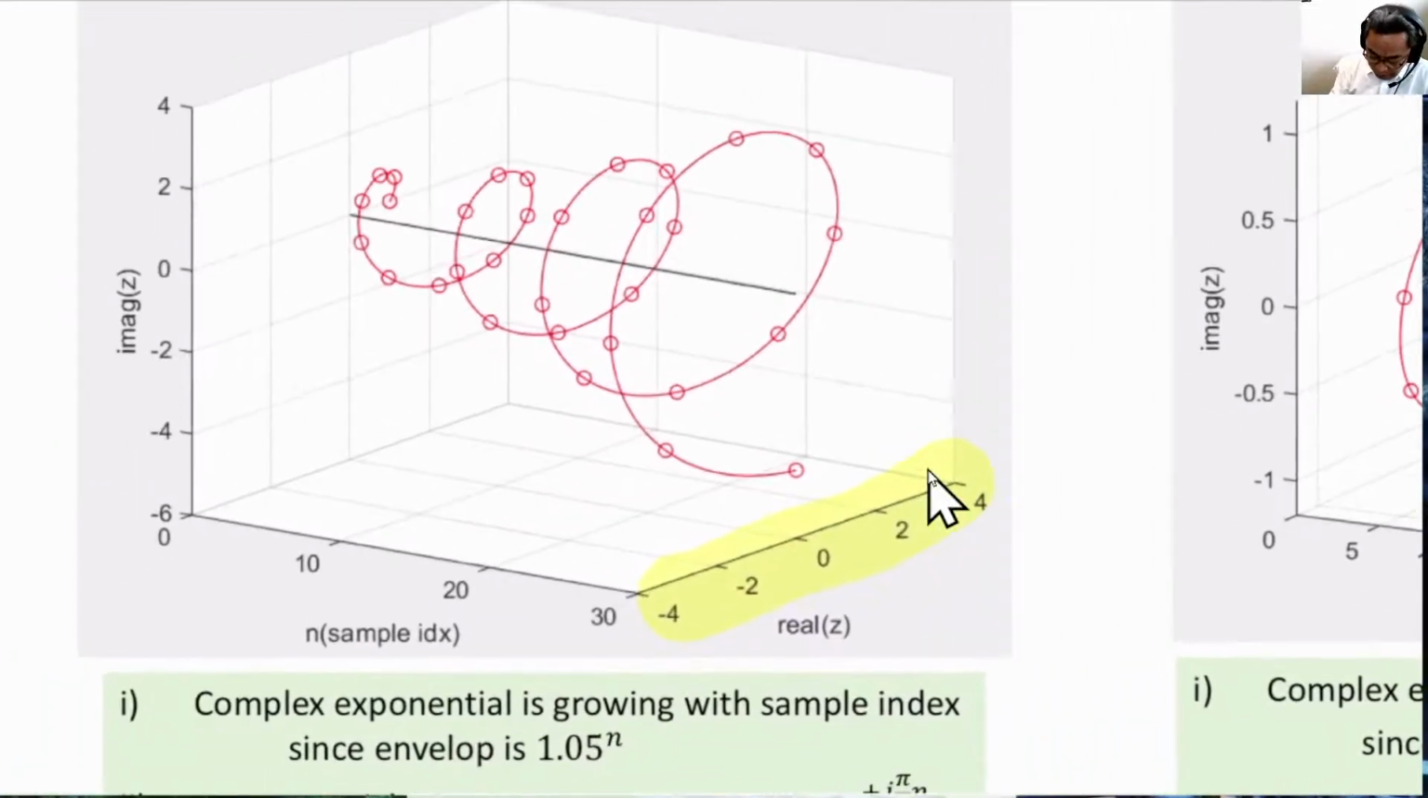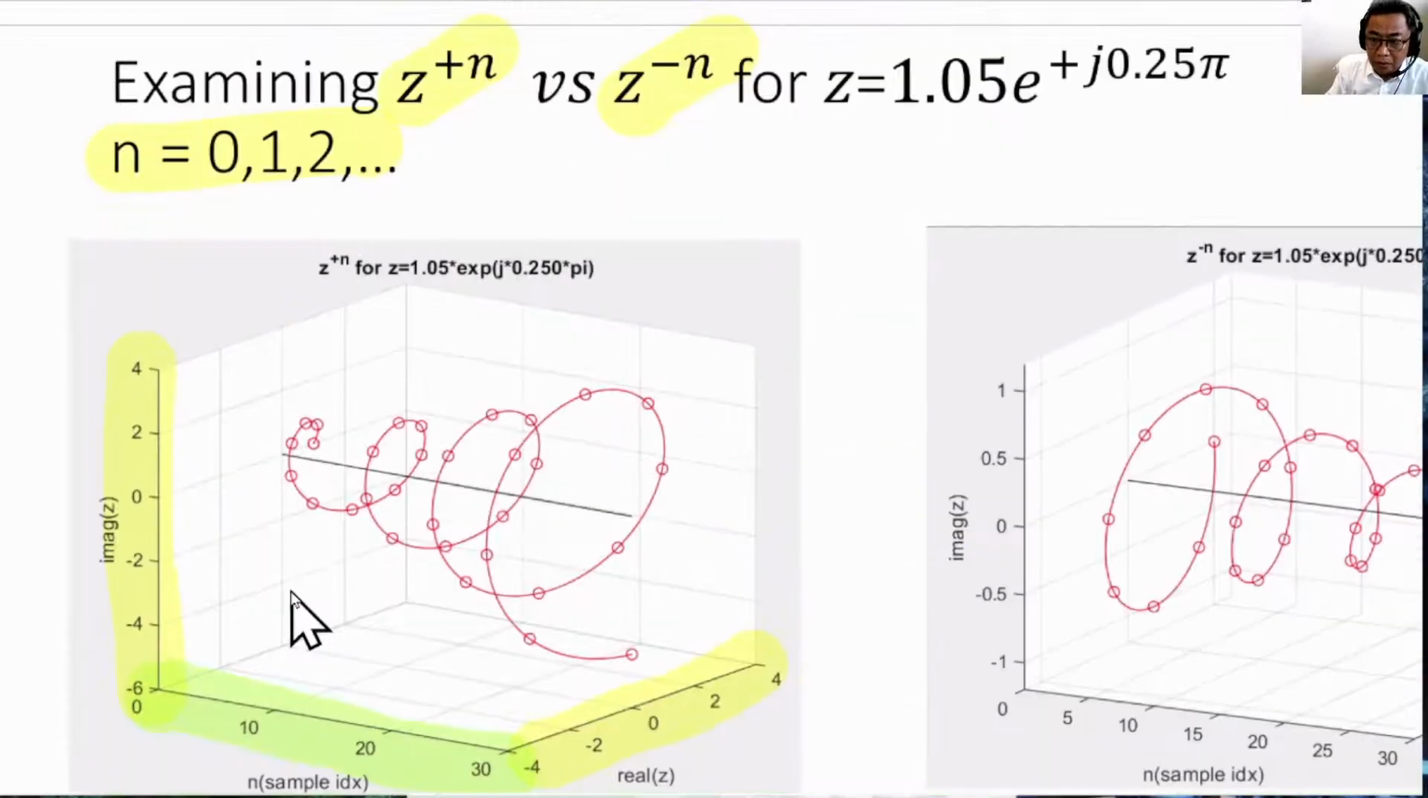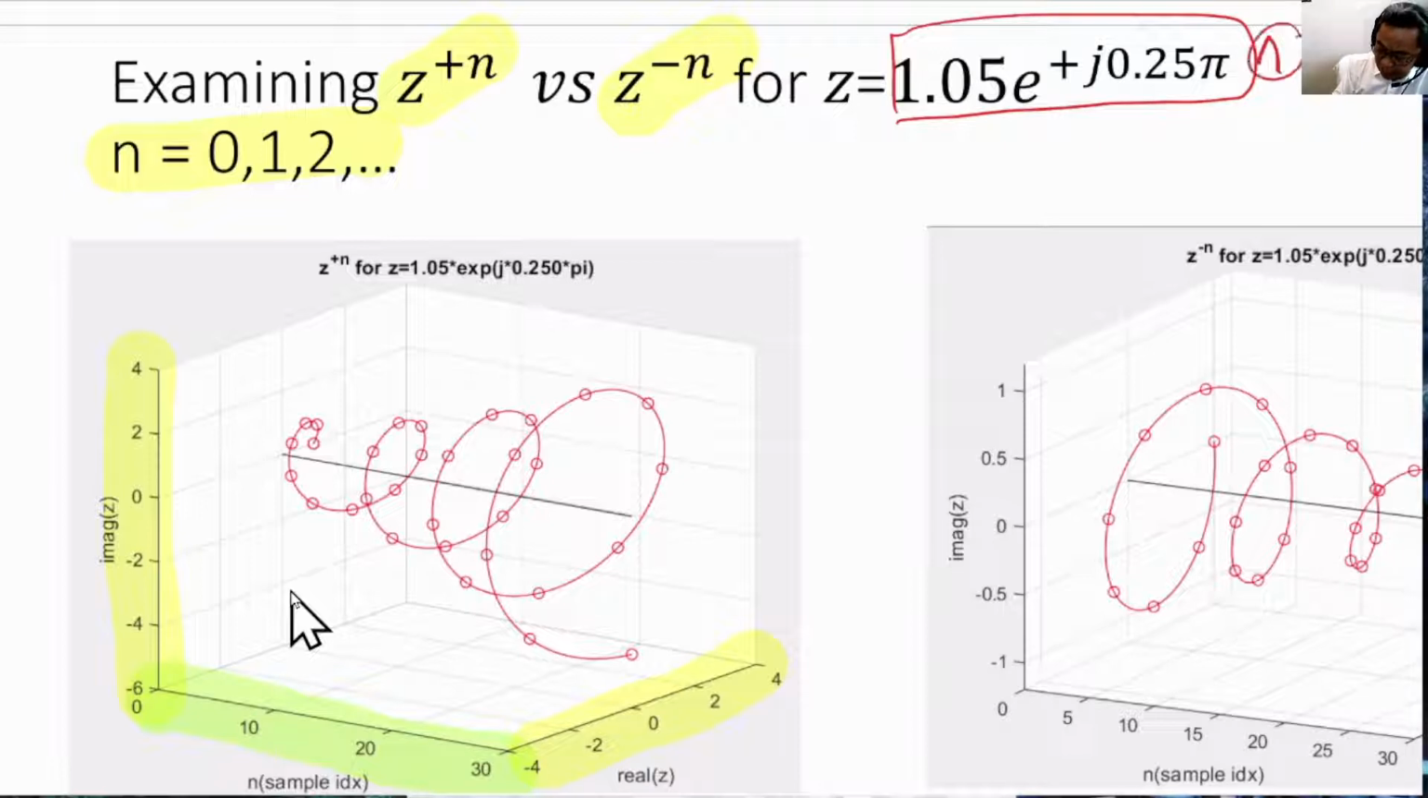On this axis is the real axis. On this axis is the imaginary axis. This is the time. So we have the real axis, the imaginary axis, as well as time going from 0 to 30 in this case. We begin with this equation: 1.05 e to the power of j 0.25 pi n, for n equals 0, 1, 2, and so on.